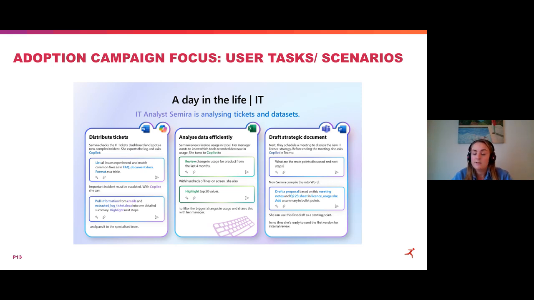So those are some real headlines around adoption. As you can see, the key pillars, but we really recommend that these need to be more robust than ever. And then thinking about adoption campaign, both in the three areas that are most critical: prompt engineering, tasks and scenarios, and the apps themselves, and driving that capability and understanding of the in-app functionality.